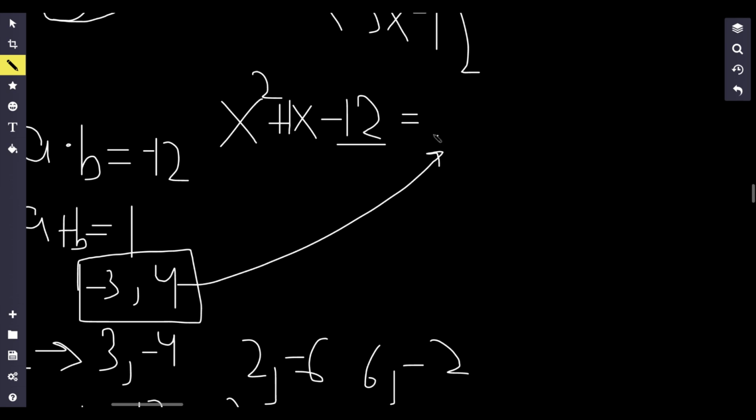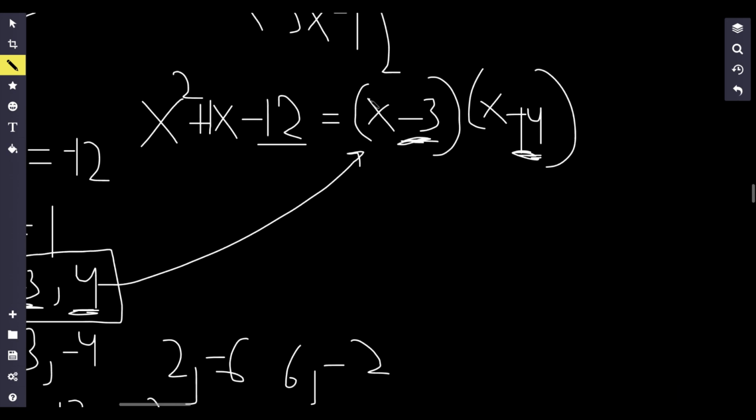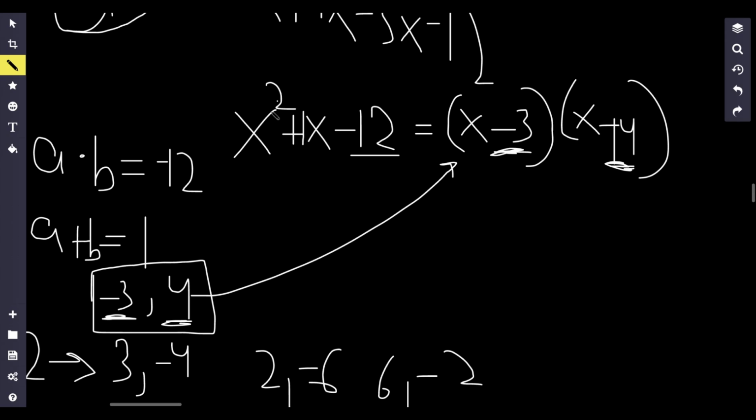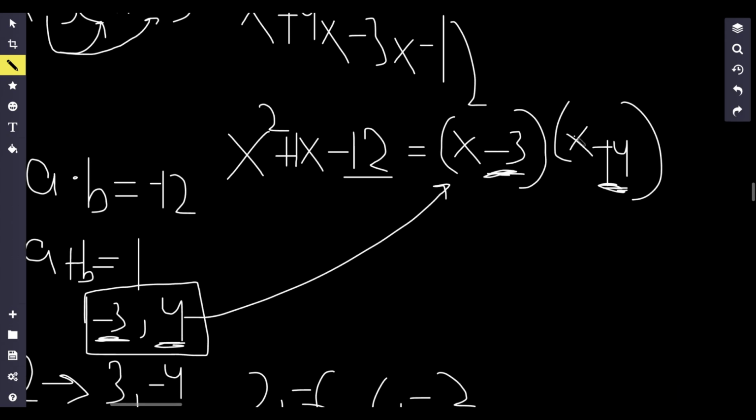So you can factor this to x minus 3 and x plus 4. Notice I have this x minus 3 and this x plus 4. And I know I have two x's here because x times x gives me x squared. This is where the x squared comes from, so they have to multiply out to be equal to x squared.